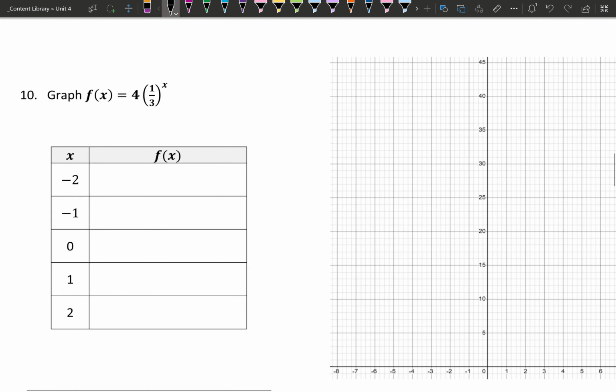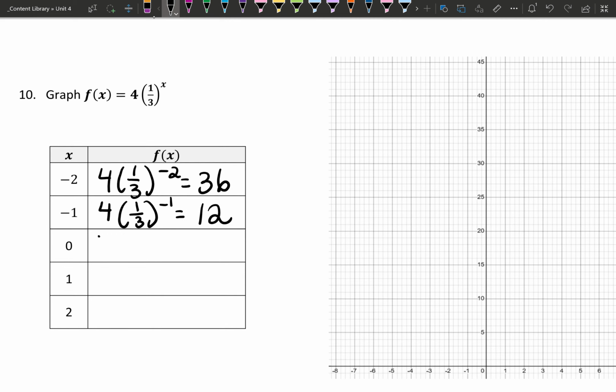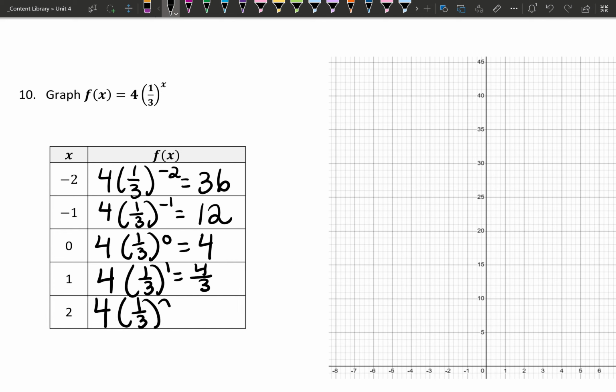Number 10. Let's graph 4 times 1/3 to the power of x. We're going to do it the same exact way we just did, just by entering into our calculator the way we see it. 4 times 1/3 to the power of negative 2 is 36. 4 times 1/3 to the power of negative 1 is 12. 4 times 1/3 to the power of 0 is 4. 4 times 1/3 to the power of 1 is 4/3. And 4 times 1/3 to the power of 2 is 4/9.